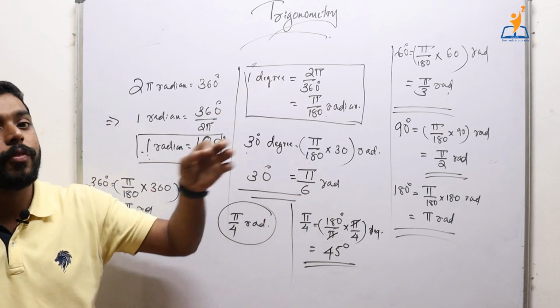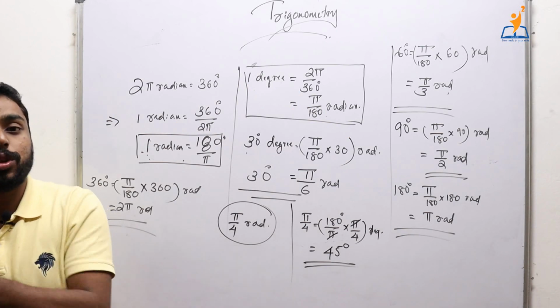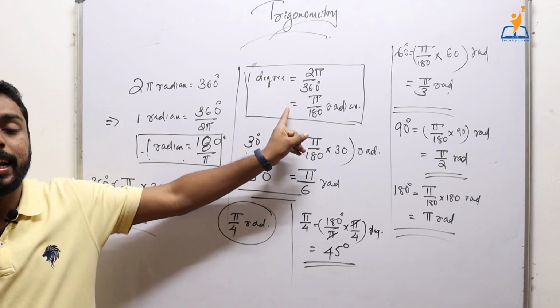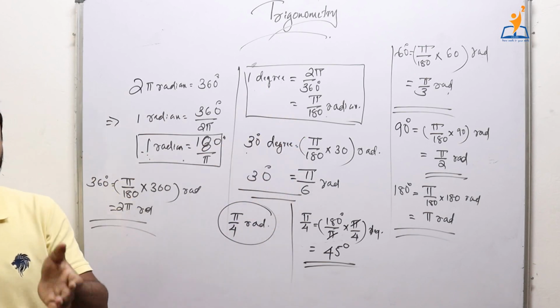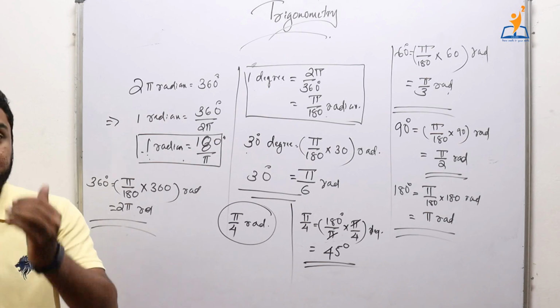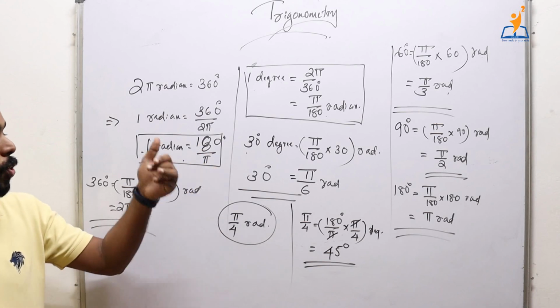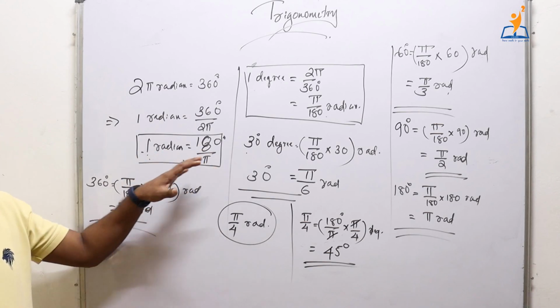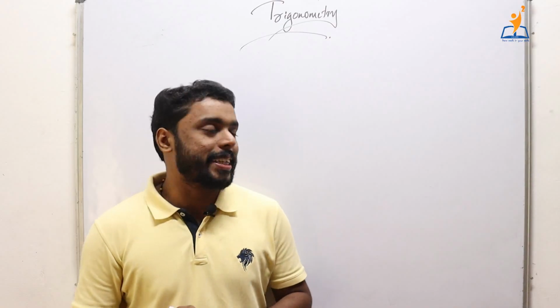Whenever you are given degree measures, you have to convert that into radian measure; use this relationship. Whenever you are given radians and you have to convert it into degree measure, use this relationship. Multiply both sides of the equation by the given radian so that you will get the corresponding degree measure. Now we shall do an example.